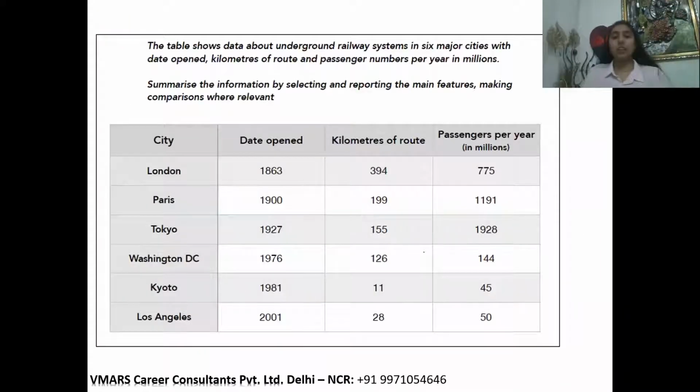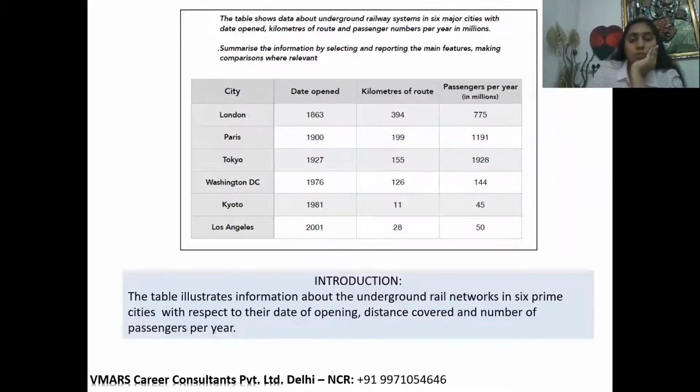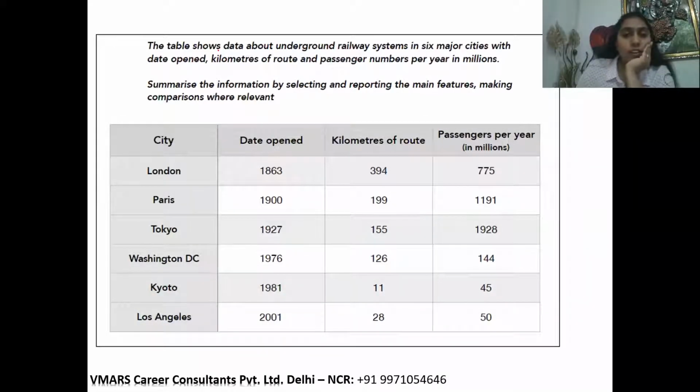Now let's look at this table. The table shows data about the underground railway system. Okay, synonym for shows? Represent, elucidates. Good. Synonym for about? Give. Okay. So it is like about the underground railway system.